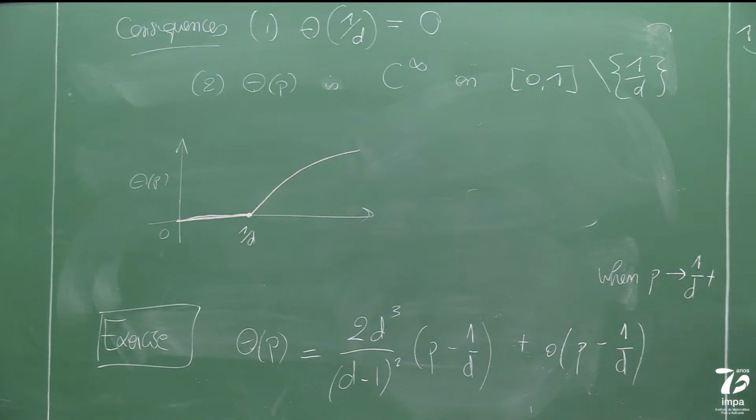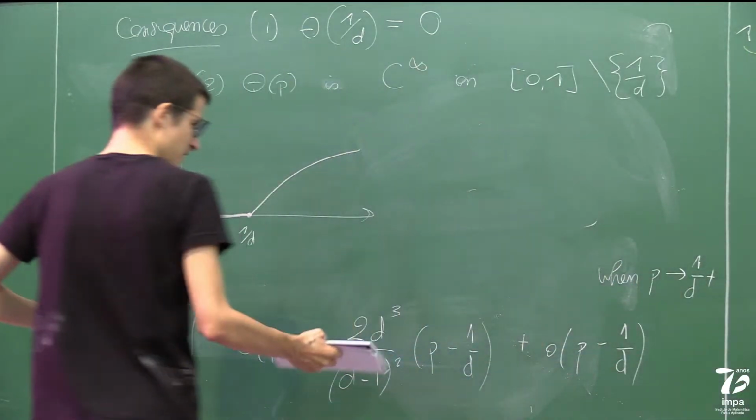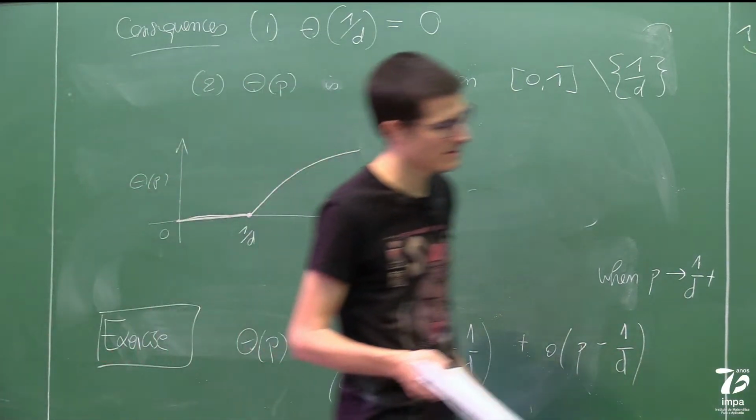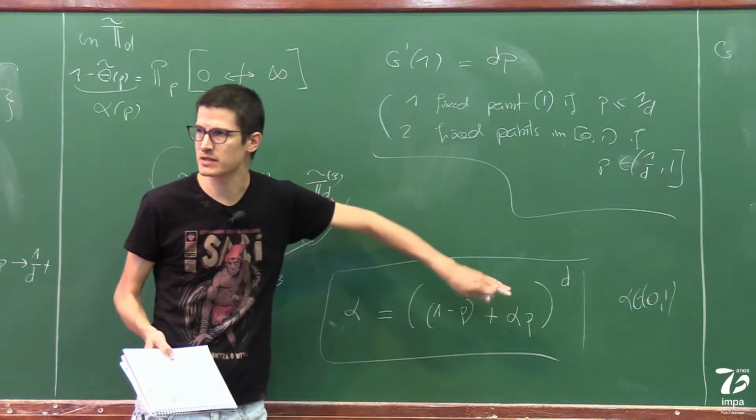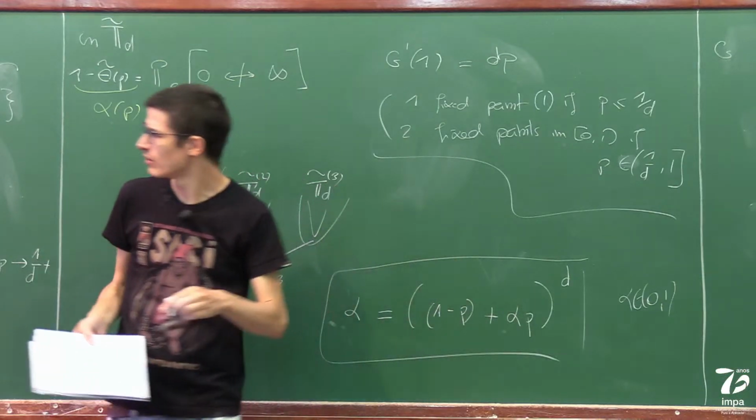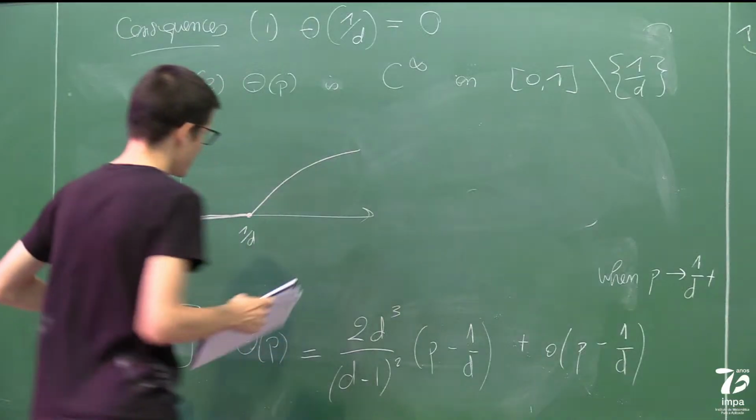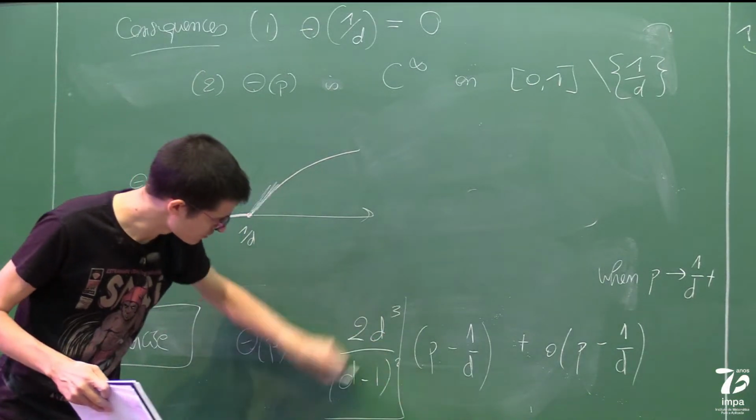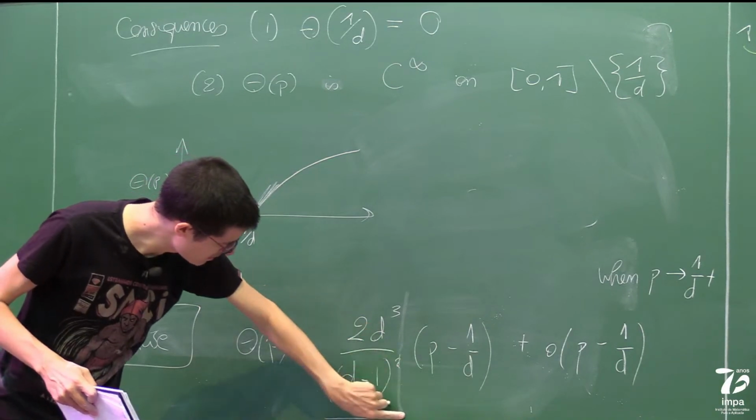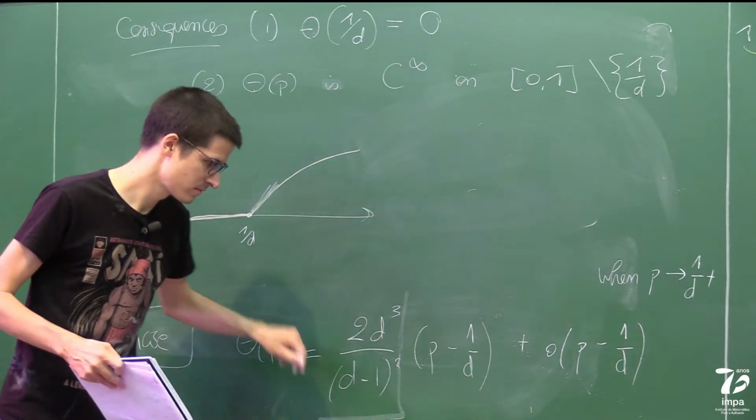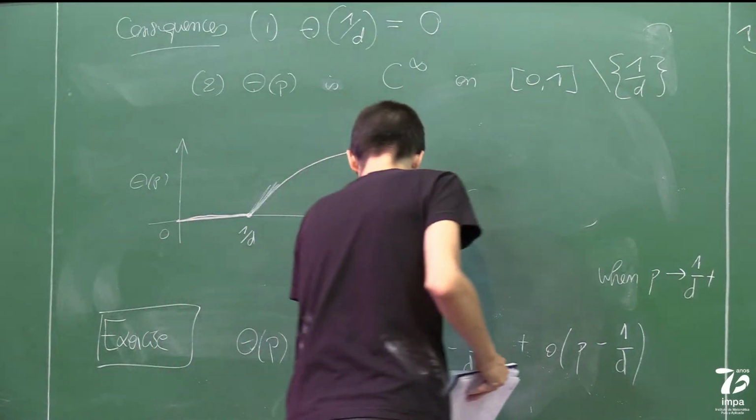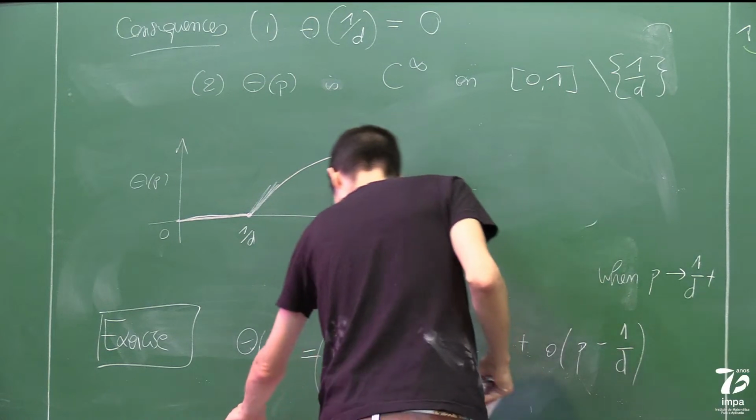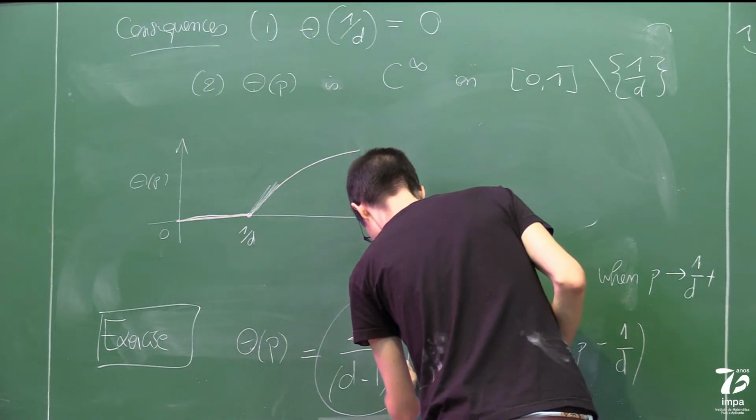Basically, the exercise is to use something like a Taylor expansion in this equation to prove that this curve here has a slope, and the slope is given by this: D^3 over (D minus 1)^2.